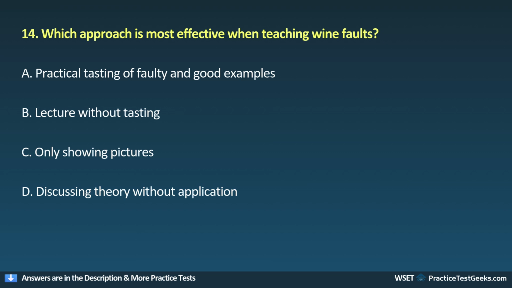14. Which approach is most effective when teaching wine faults? A. Practical tasting of faulty and good examples. B. Lecture without tasting. C. Only showing pictures. D. Discussing theory without application.